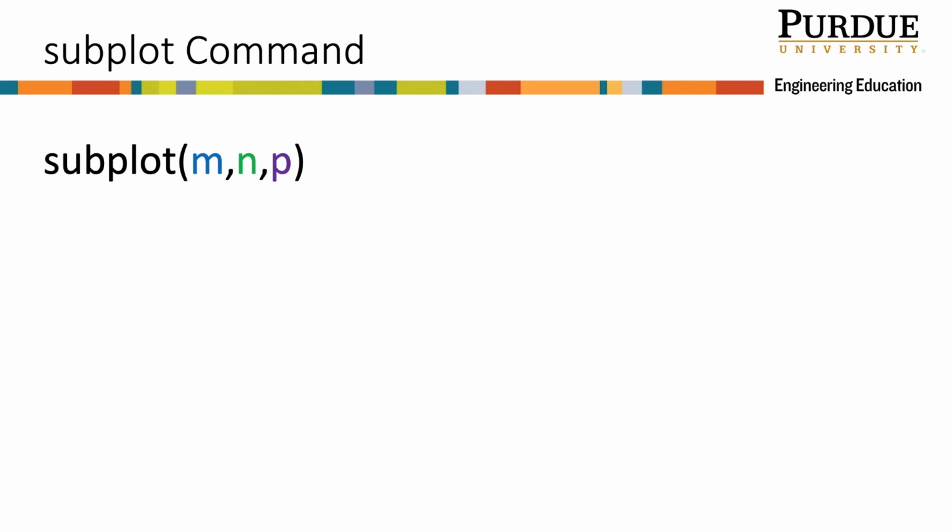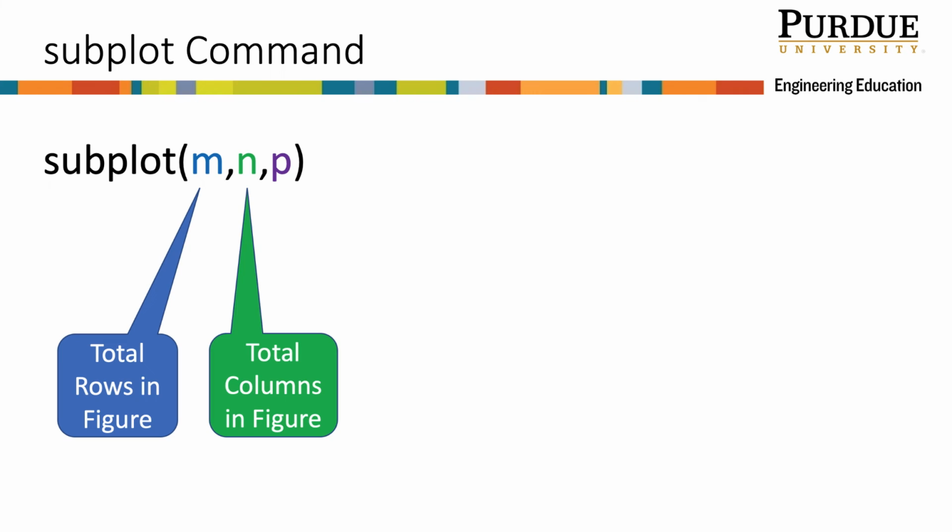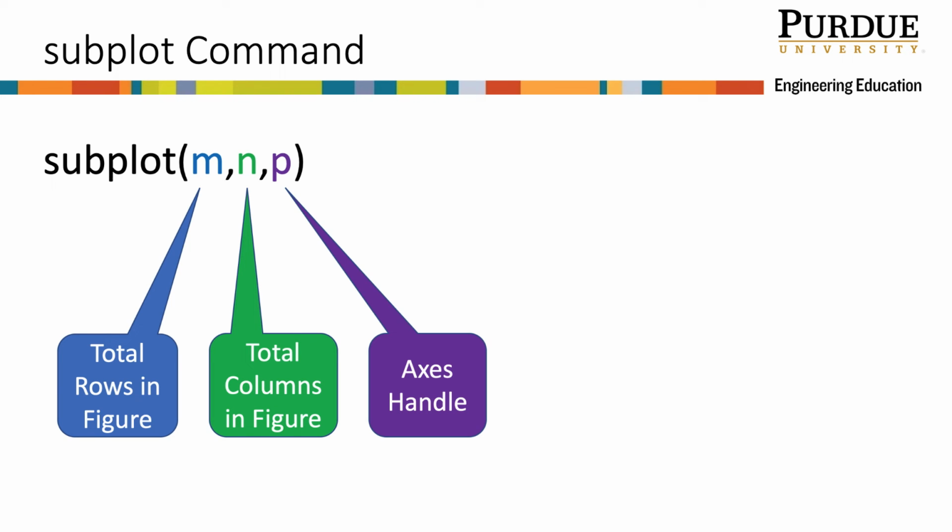MATLAB can break a figure window of plots into an M by N matrix. This is done using the subplot command. This command has three input arguments. The first is the total number of rows that are in the figure window. The second is the total number of columns. And the third, called the axes handle, is the location that you want the code that directly follows this command to apply to.